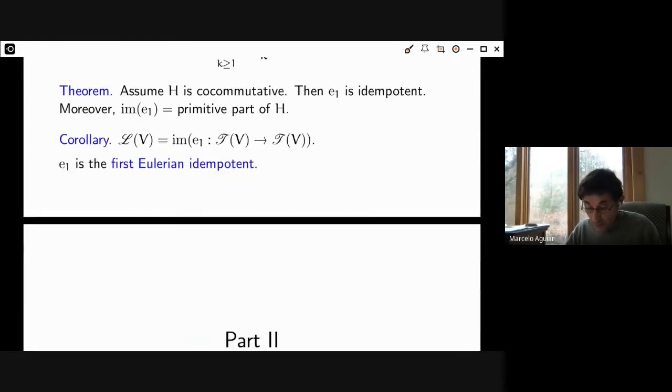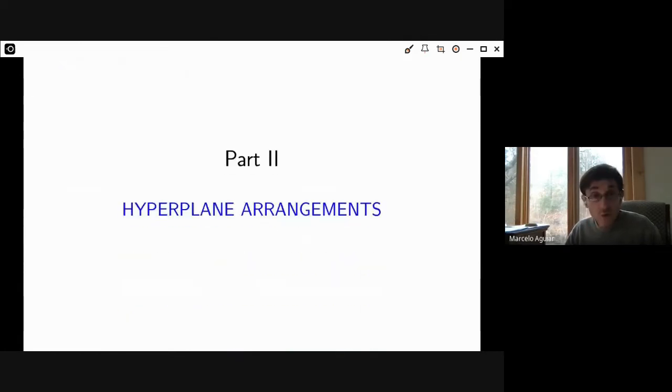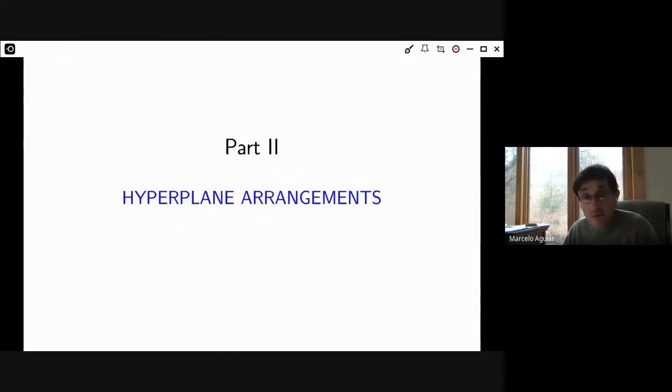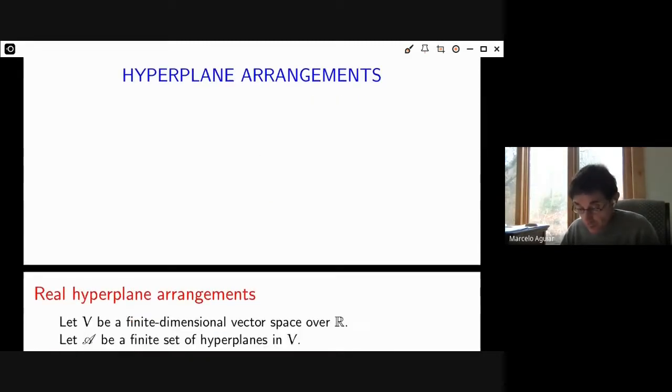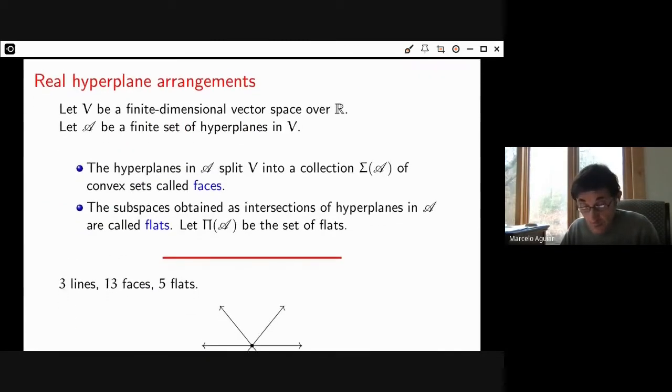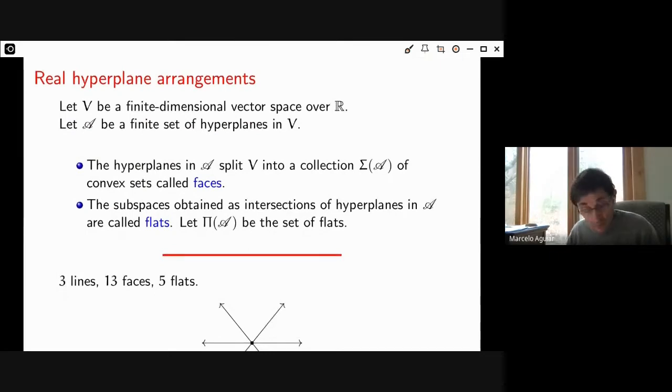All right, so I believe that concludes my quick tour of combinatorial aspects of classical aspects of free Lie algebras. And I move now to hyperplane arrangements, where I have to introduce a few still basic constructions and ideas so that I can tell you what we do beyond what's known.